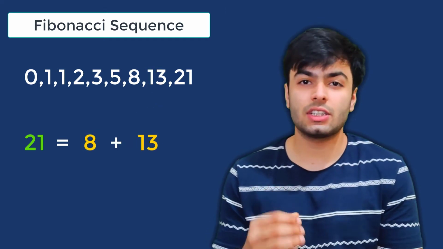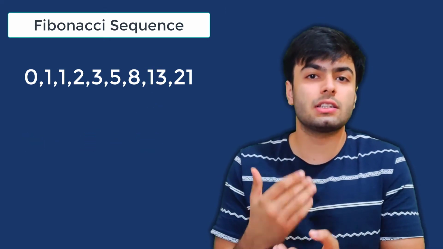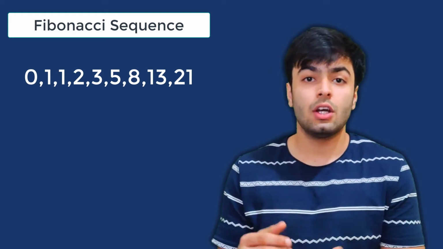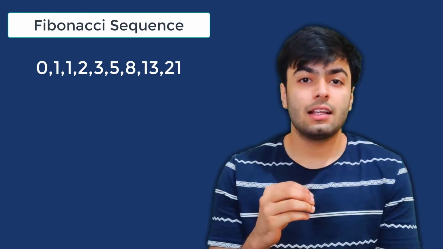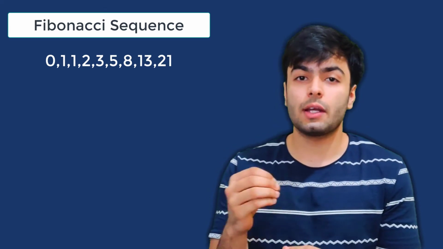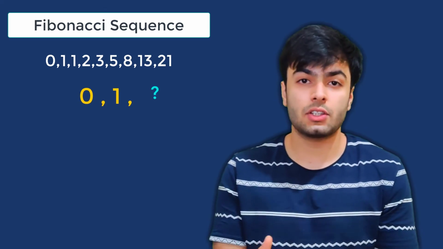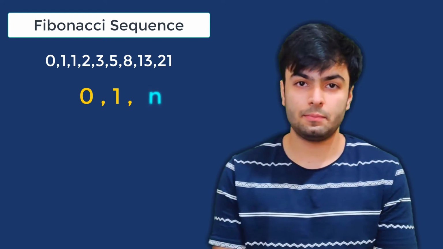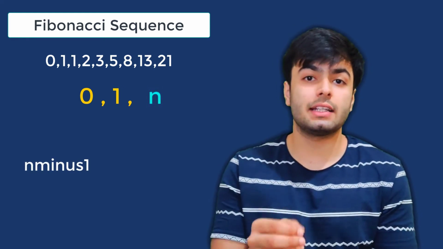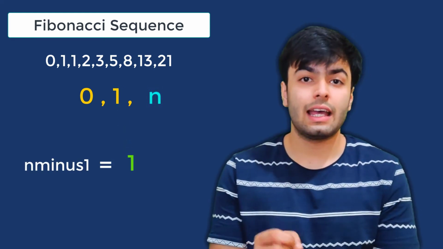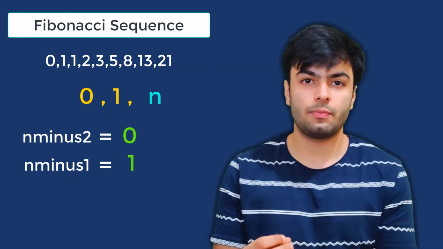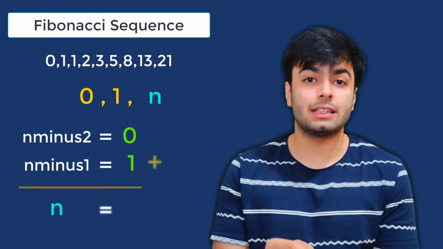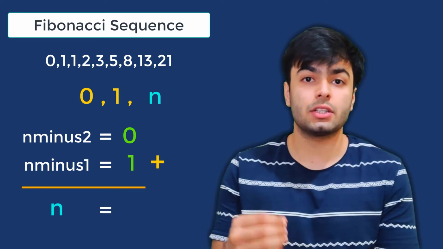This is quite simple to understand, but how would you generate such a sequence in Python? To understand that, let's try and generate the sequence ourselves. Let's start with the first 2 terms 0 and 1. We want to find the next term. Let's call this n. We know that n-1, that is the previous term, is 1, and that n-2, the term before that, is 0. To find n, all we have to do is add n-1 and n-2.